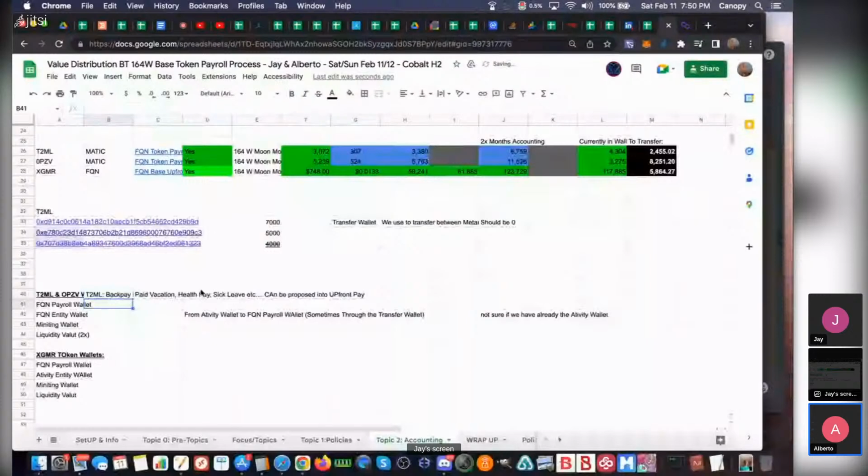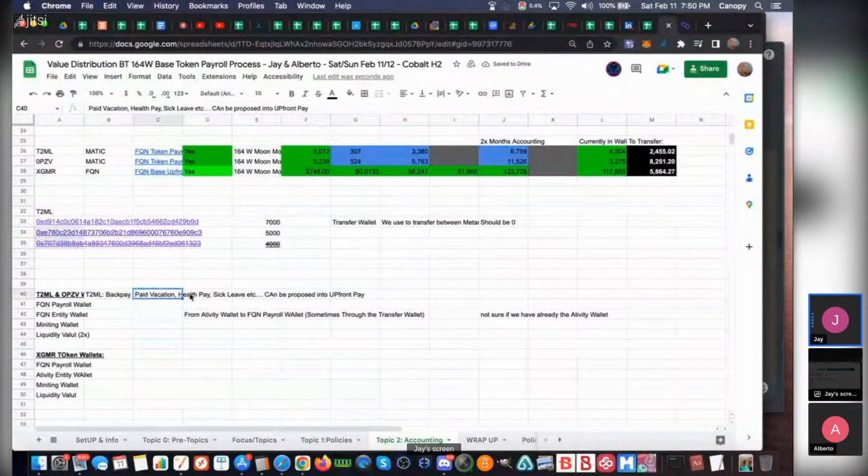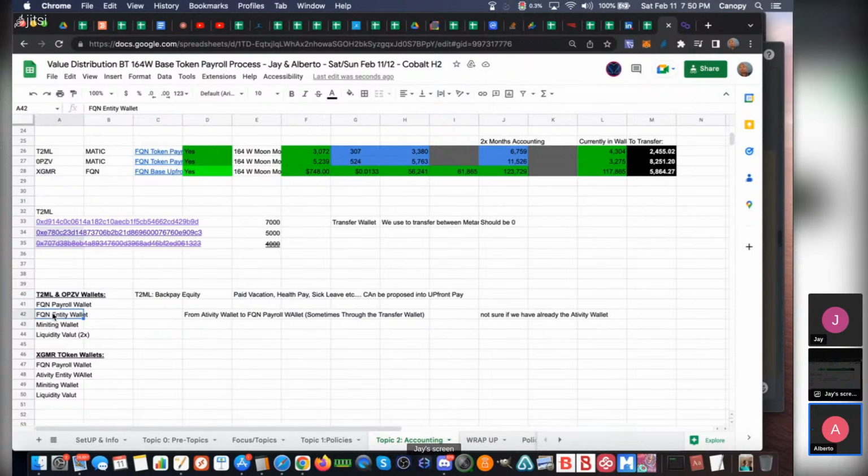So they are held together in the same wallets. Yes, my understanding is that they should all be together in the same wallets because they are the same thing. They're basically FQN equity value. Yeah, I can confirm that the minting wallet is the same. And technically speaking, we could even say this is the FQN co-op entity wallet. This is the FQN workers co-op entity wallet, right?